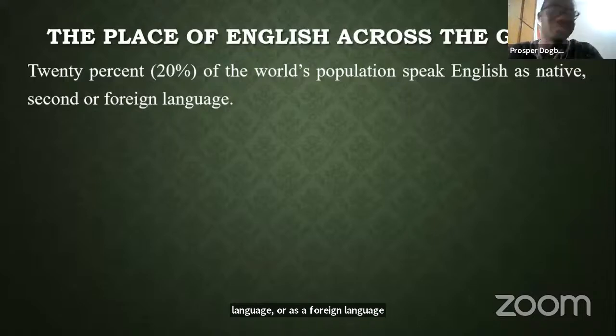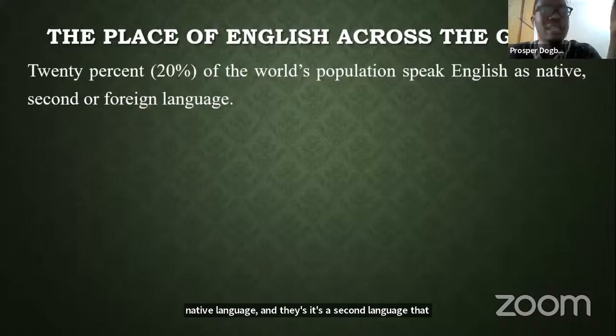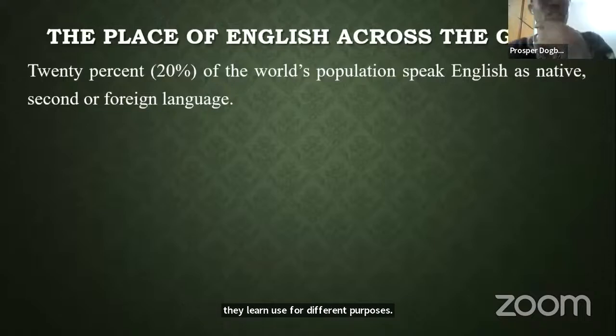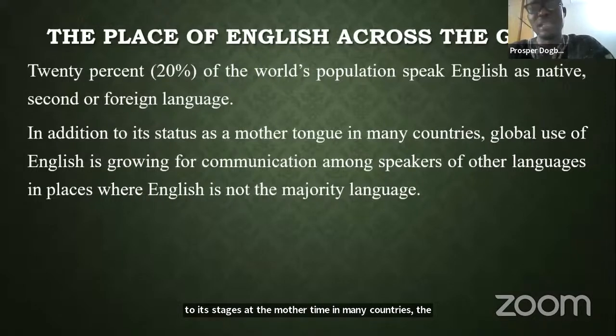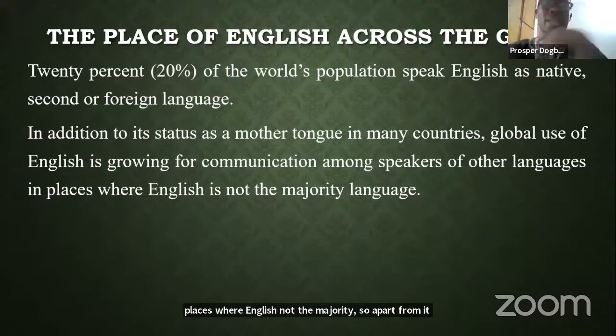Some, it's their native language. Others, it's a second language that they learn and use for different purposes. And others learn it as a foreign language. Now, in addition to its status as a mother tongue in many countries, the global use of the English language is growing for communication among speakers of other languages in places where English is not the majority. So apart from it being a native language, globally, other countries use it for different purposes, and one of them is communication.